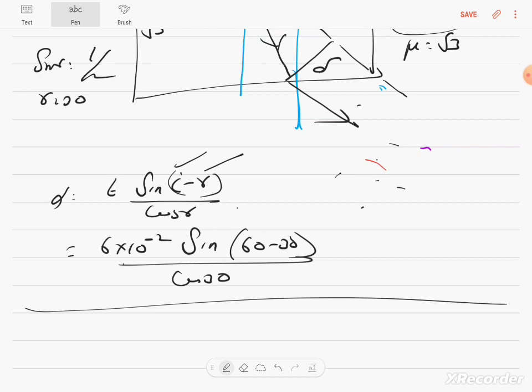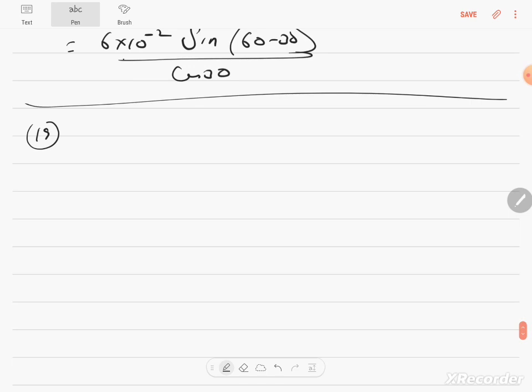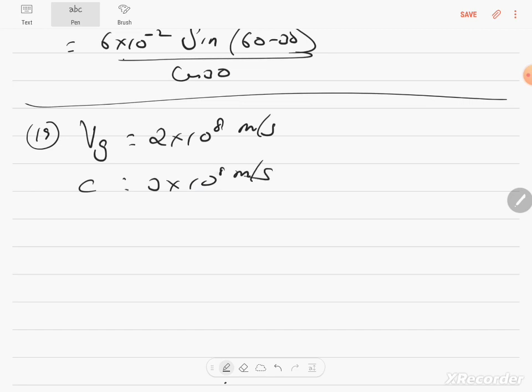The velocity of light, 19th question I'm doing. The velocity of light in glass, which is the medium, is 2 into 10 to the power 8 meter per second. And in air, you know, it's 3 into 10 to the power 8 meter per second. They don't even have to give it, you know it. By how much would an ink dot appear to be raised? For this, I have to teach you the concept again. So I will stop this sum and do the concept first.